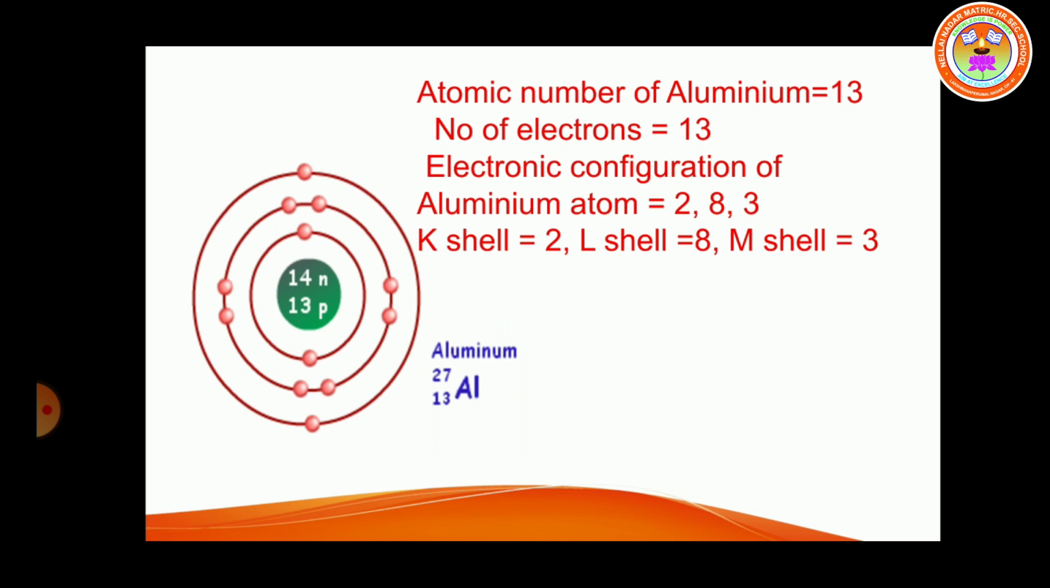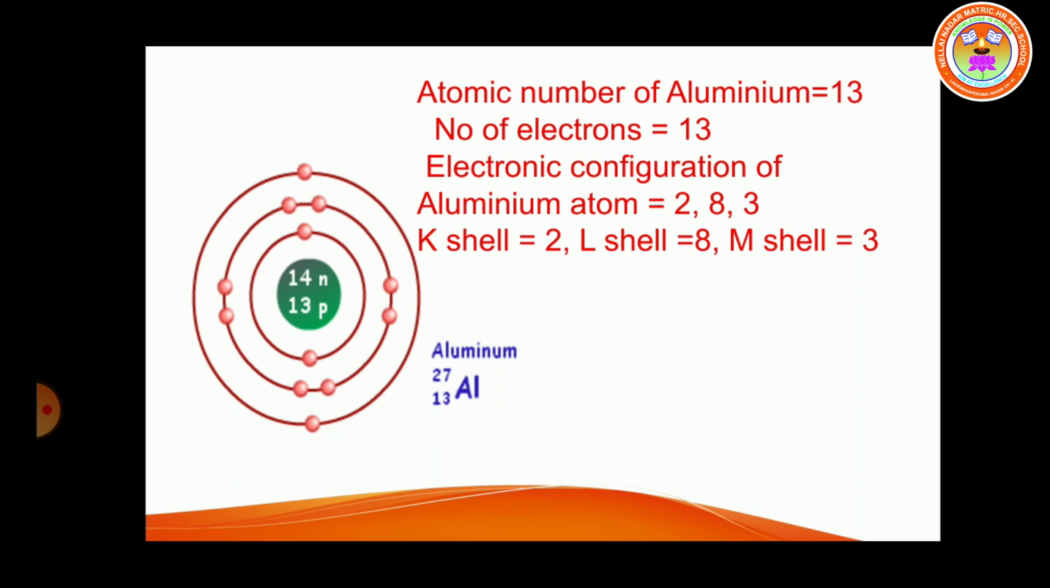So, in the first shell, a maximum of 2 electrons are present. In the second shell, a maximum of 8 electrons are present. So 2 plus 8 is 10. So only 3 electrons remain. Because the L shell is completely filled, the remaining 3 electrons will go to the M shell. So 2, 8, 3. This is the electronic configuration of aluminium. So 2 plus 8 plus 3 is equal to 13. That is the atomic number, that means the total number of electrons.